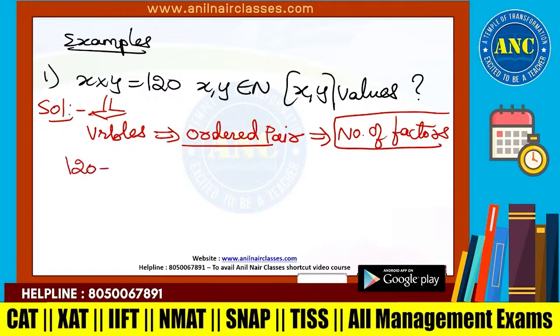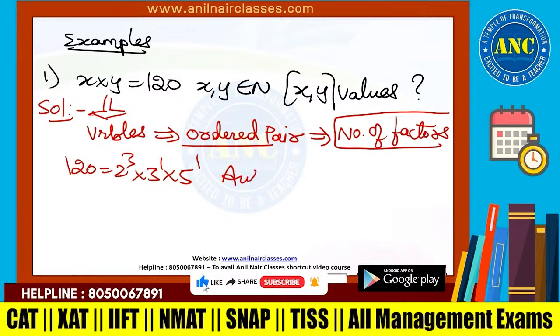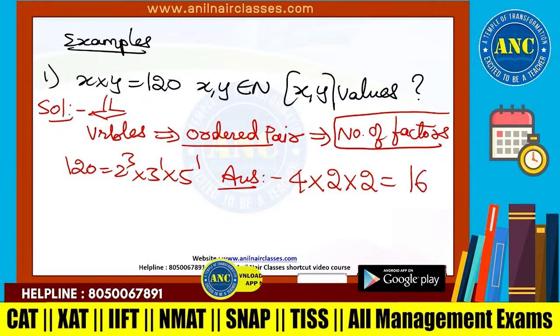120 is nothing but 2 cube into 3 into 5. The number of factors is: 2 cube is 4 ways, 3 power 1 is 2 ways, and 5 is also 2 ways. 4 2s are 8, 8 2s are 16.